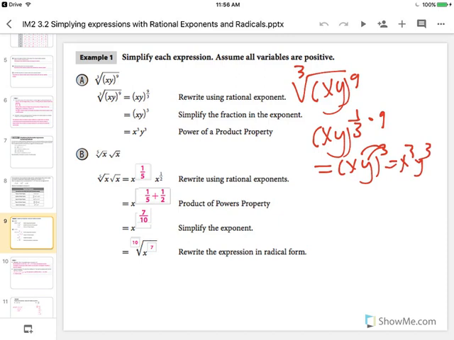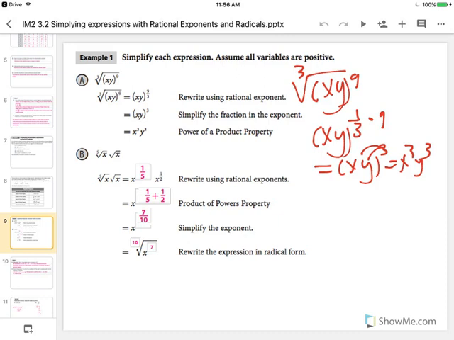So we have the fifth root of x times the square root of x. The fifth root is the same as x to the power 1/5, and the square root is x to the power 1/2. We have the same base, so we add the exponents. So x to the power 1/5 plus 1/2.